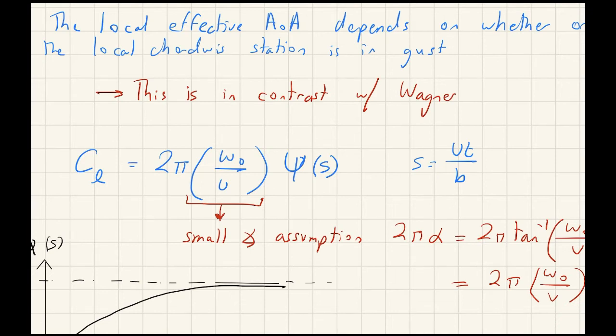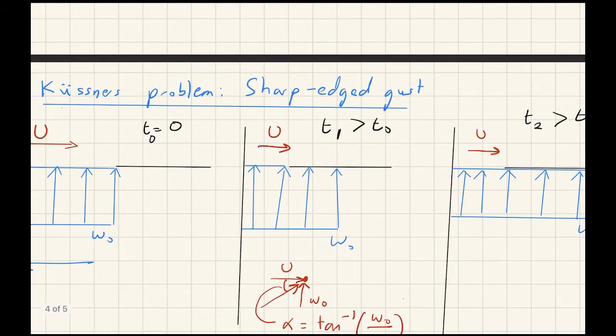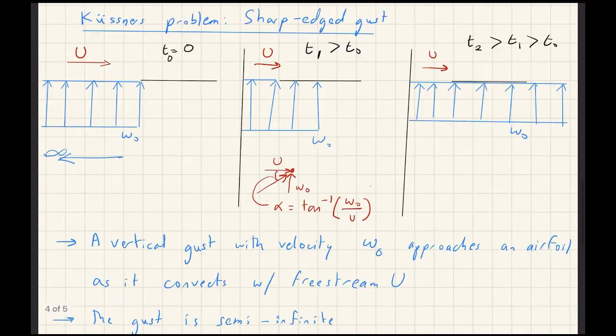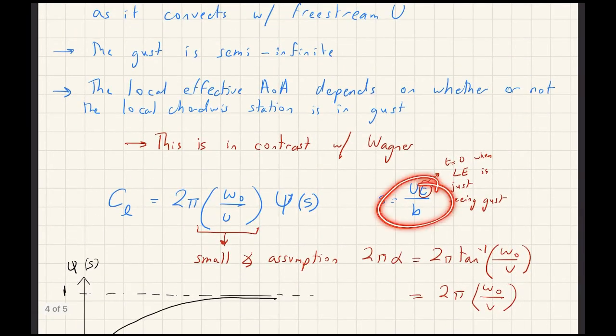I also forgot to mention something that is really important, which is that the t right here is 0, or t is equal to 0 when the leading edge is just seeing the gust, which corresponds to this figure here. So this would aid you in evaluating this function.